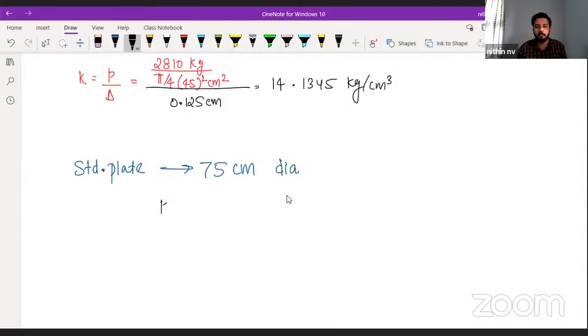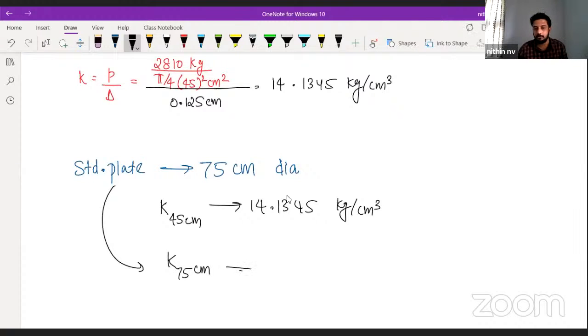Then what we need to do, whatever we got corresponds to 45 centimeter dia. That we got as 14.1345 kg per centimeter cube. Now what we need to do? We have to convert this value corresponding to 75 centimeter, and that value only we have to substitute there. How can we convert? Very simple equation. K1 A1 is equal to K2 A2. This is the equation that you can see in the code book. That's why I have written like that.